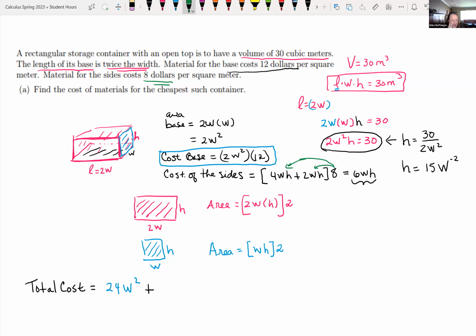Okay, so distribute that 8 inside. Actually, we could distribute it after we combine the like terms, right? And so that would be 6 times 8, which is 48WH. But like we just said, H in here is this 15. So we can just rewrite it. So this is 48W times H, which is 15W to the negative 2 power.